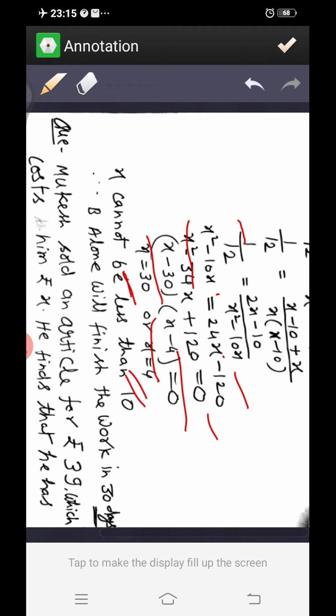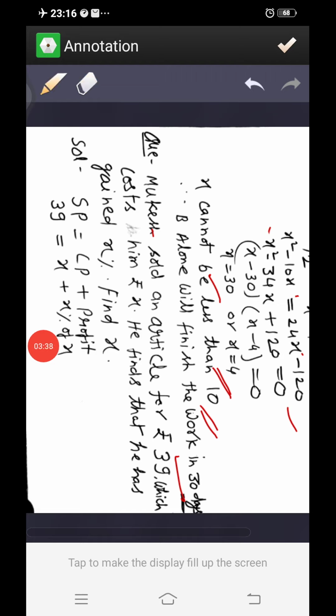Now the question says A takes 10 days less than B. That means the value of x cannot be less than 10. So 4 cannot be the answer, because it cannot be less than 10. So B alone will finish the work in 30 days. The second one, x equal to 30, will be our required answer.